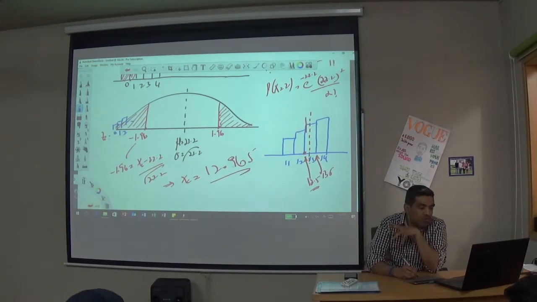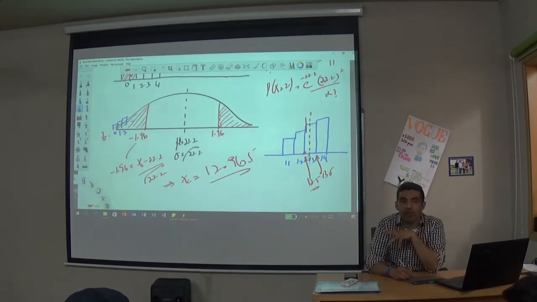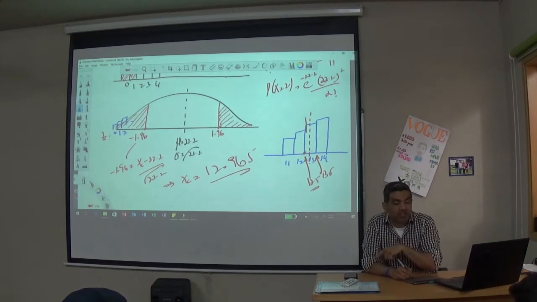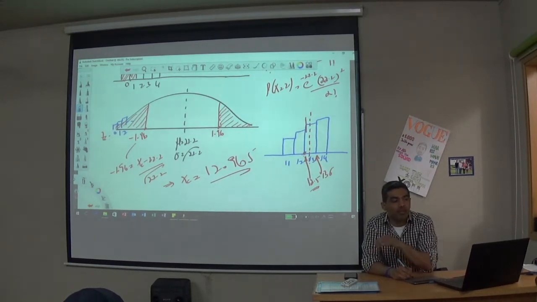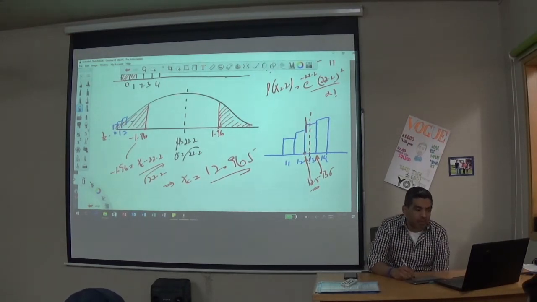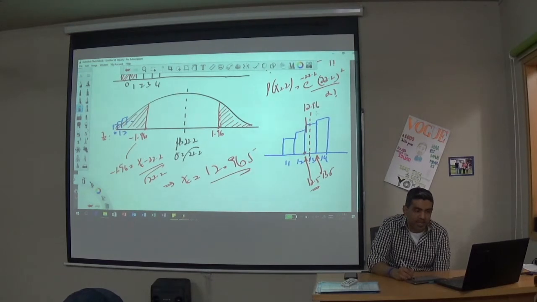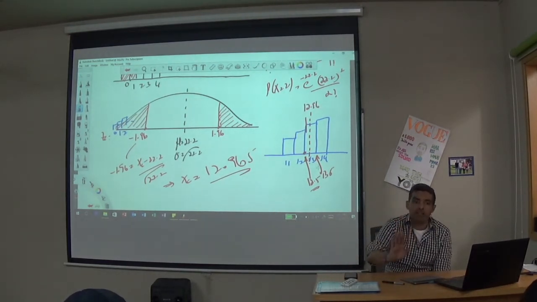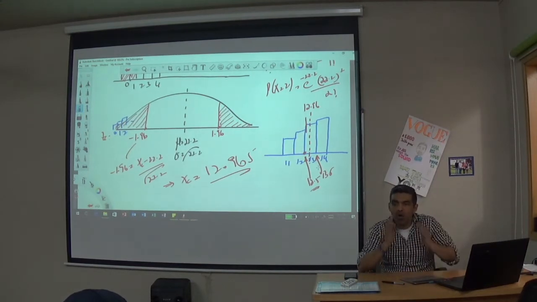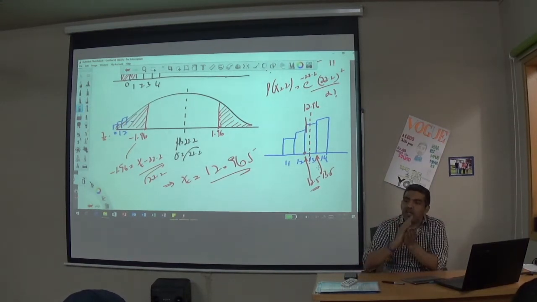So if this is giving you 12.9, that means it's within the 13th bar. The 13th bar ends at 13.5. The limit of the 12th bar ends at 12.5. So if the boundary value is coming out to be 12.96, it's crossed the 12.5 bar. That means the 12th bar is completely inside, and it's now about the 13th bar, which is partly inside and partly outside.